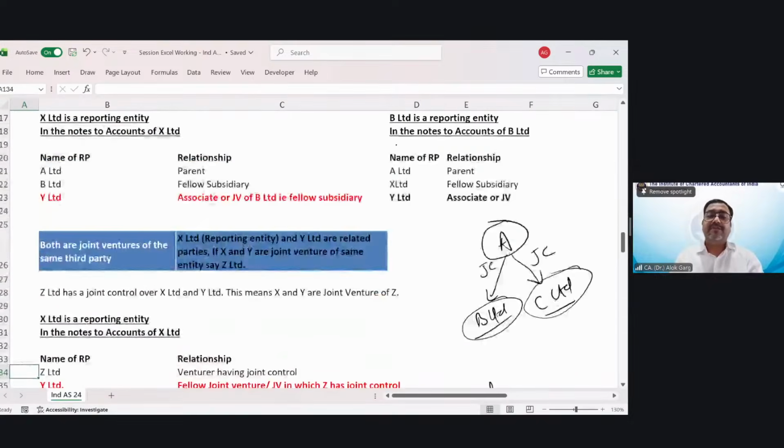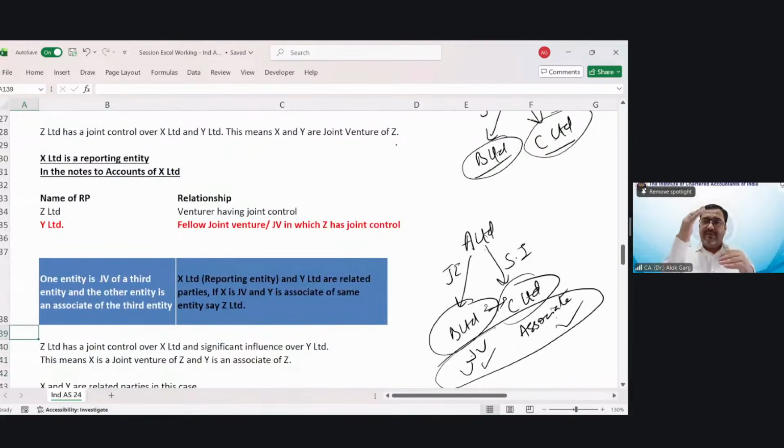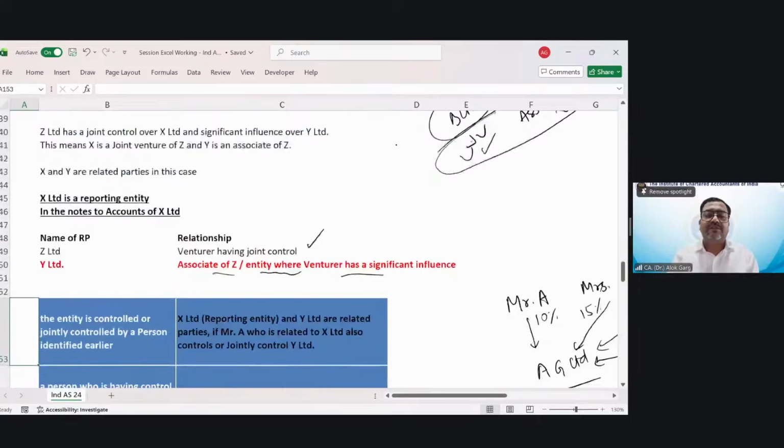Then the third relationship: if two entities are joint ventures of the same third party, then these two joint ventures are related parties, fellow joint ventures. If one entity is a JV and another is an associate of the same third party, then this JV and associate are also related to each other. Okay. Now the fifth relationship.